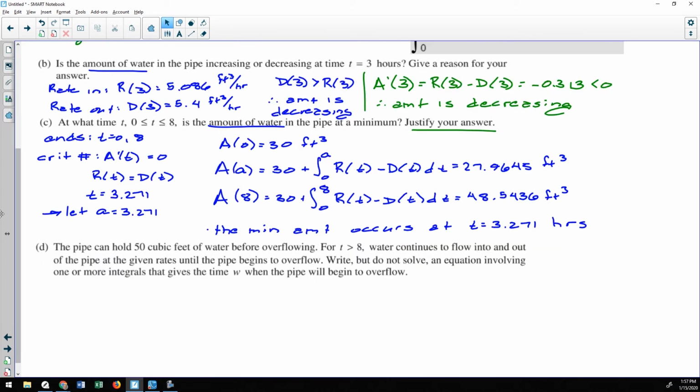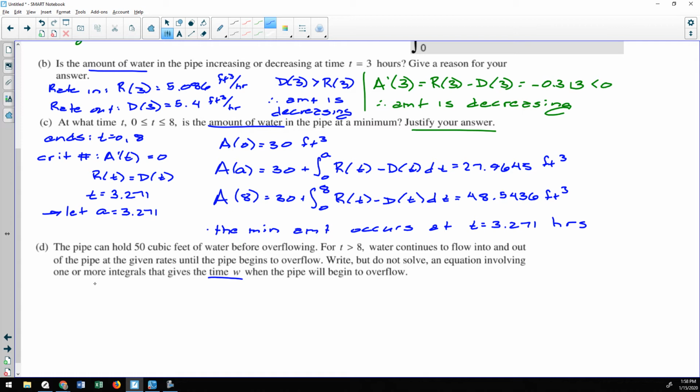Alright, so last one. The pipe can hold 50 cubic feet of water before overflowing. After t equals 8, water continues to flow into and out of the pipe at the given rates until the water begins to overflow. Write but do not solve an equation involving one or more integrals that gives the time w. Okay, so they defined a time w, the time when the pipe will begin to overflow.